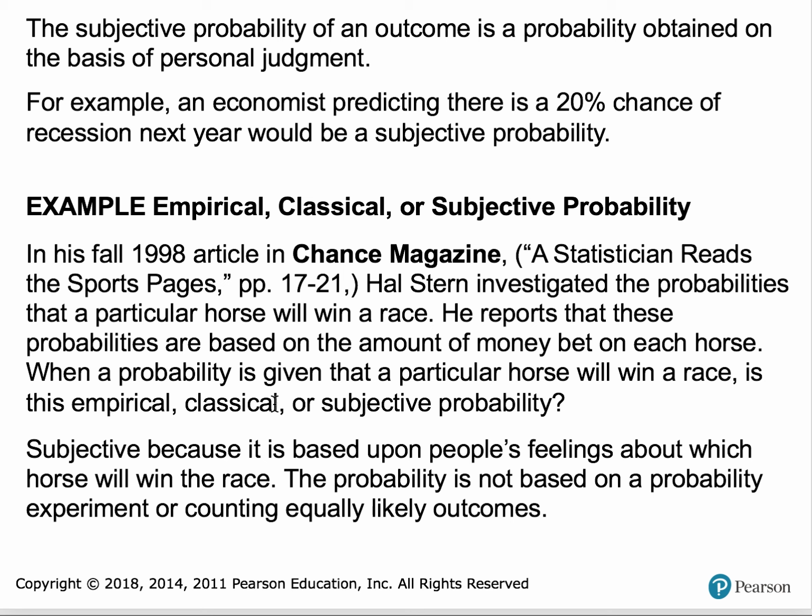Now, this is denoted to this guy's probabilities, right? So that makes it subjective because it's based upon people's feelings about which horse will win the race, how much money was bet on each horse, right? It's not based on experiments where you look back at how many times a particular horse has won the race. Okay. Let me know if you need anything.